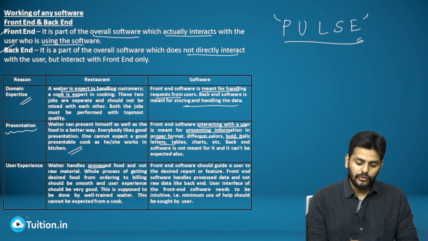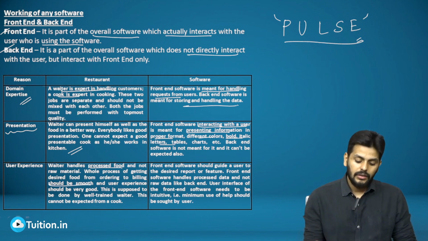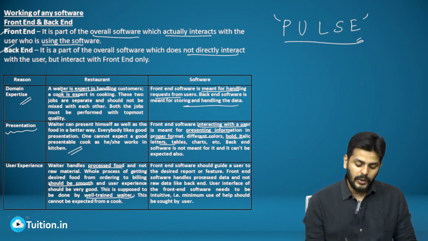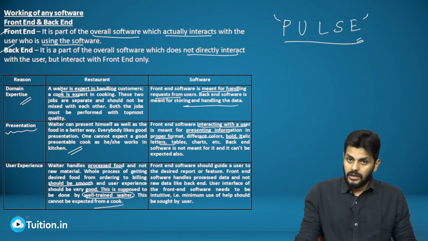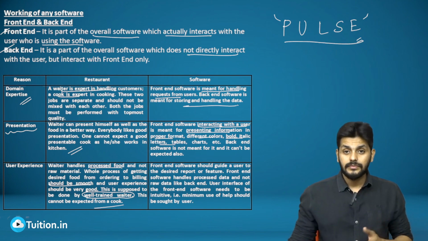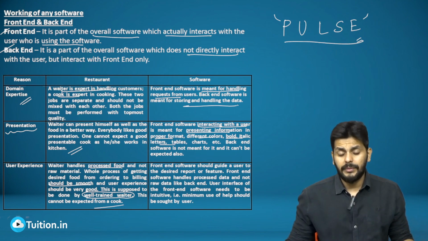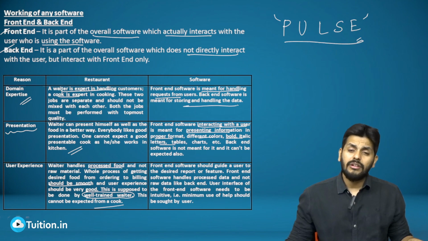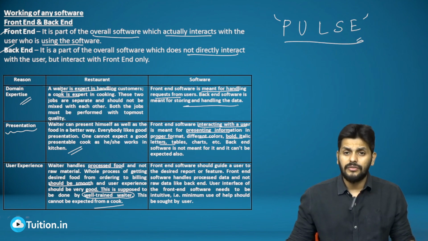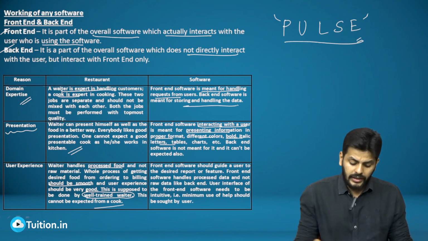A waiter handles the processed food and not raw material. The whole process of getting the desired food, from ordering to billing, should be smooth. That's how we expect it to be in the restaurant, right? So is the case here. This is supposed to be done by a well-trained waiter and cannot be expected from a cook. So if the user has to understand the output presented by the system, front-end software should present it in such a manner that it's easy for the user to understand.